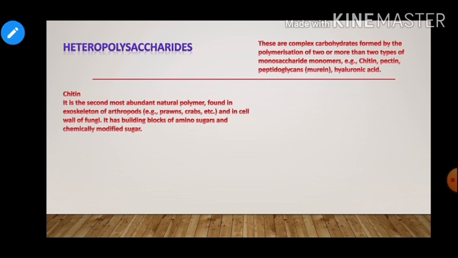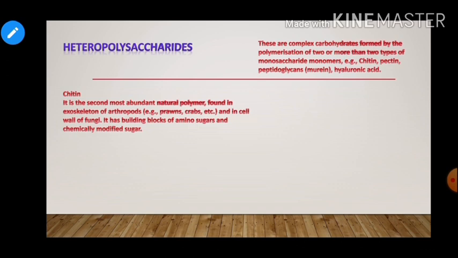And children, chitin is also present in the cell wall of fungi. You have studied this in class 9, and also in your earlier chapter of class 11, that the cell wall of fungi is made up of chitin. And children, it is the building block of amino sugars, and chemically it is a modified sugar.